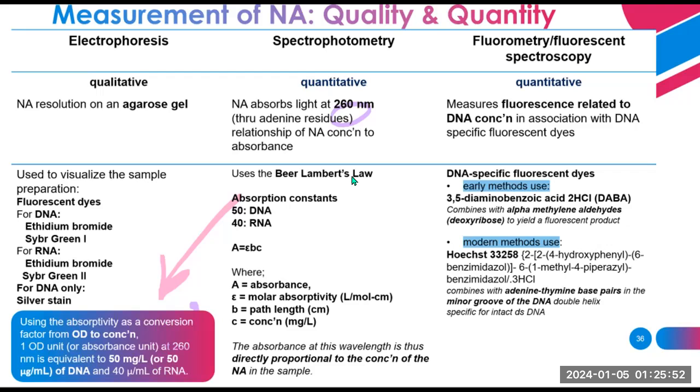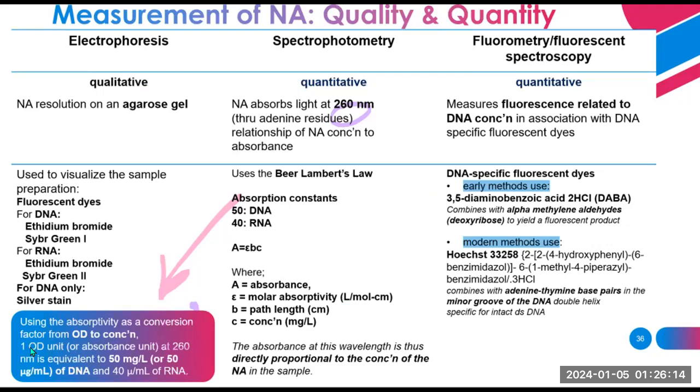So it's more on the relationship of the nucleic acid concentration to absorbance. That's why we have absorption constants: 50 for DNA, 40 for RNA. So using the absorptivity as a conversion factor from the optical density to concentration.